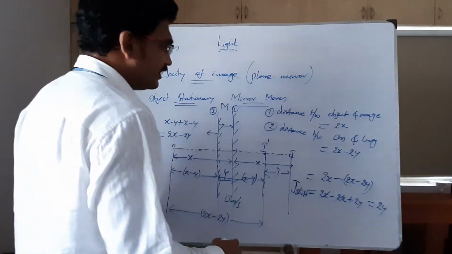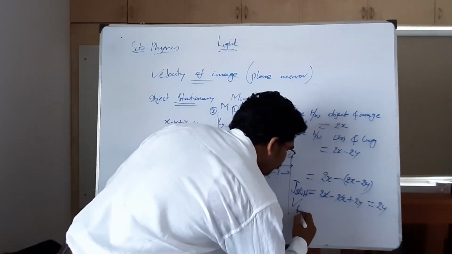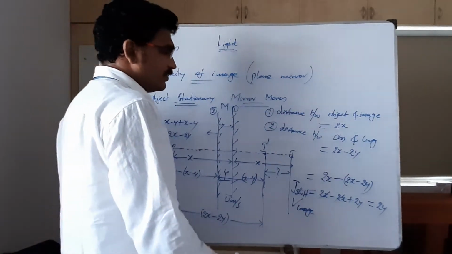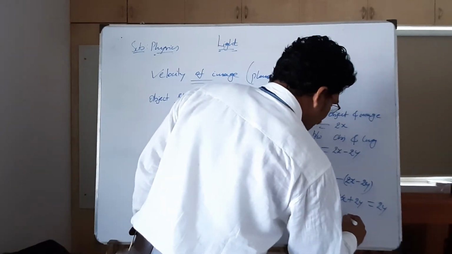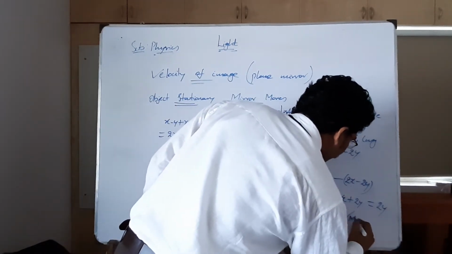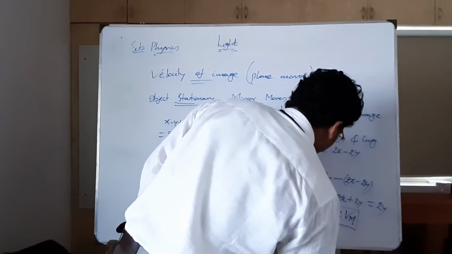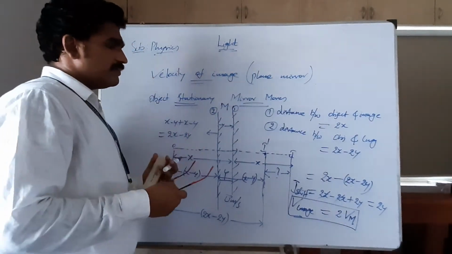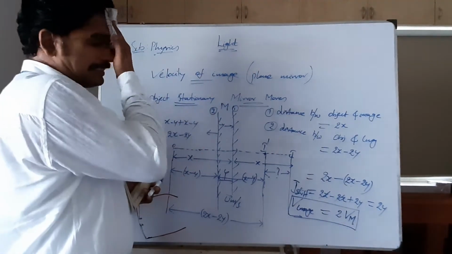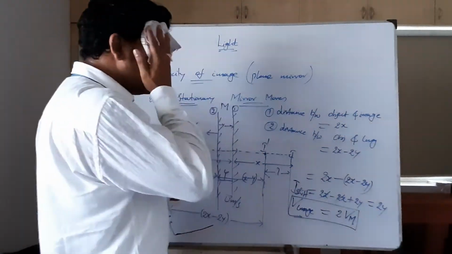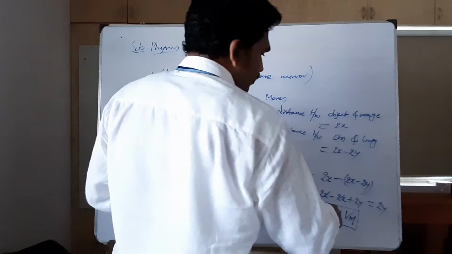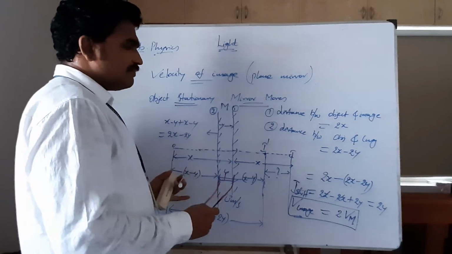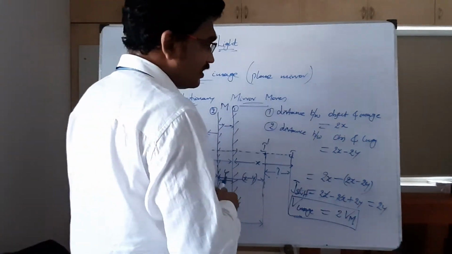So finally what I can say here is, the velocity of the image is equal to 2 into the velocity of the mirror. Velocity of image is equal to 2 into velocity of mirror. This is what you should understand, because this is the image shift with respect to time. If I differentiate that, the velocity of image is equal to 2 into the velocity of the mirror.